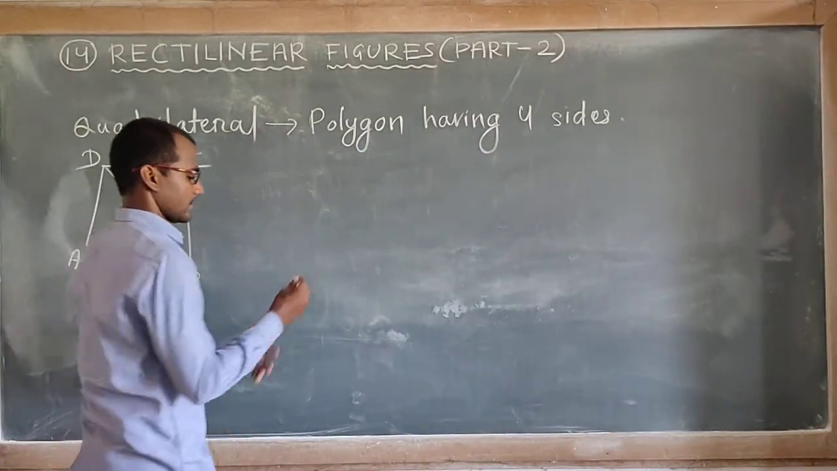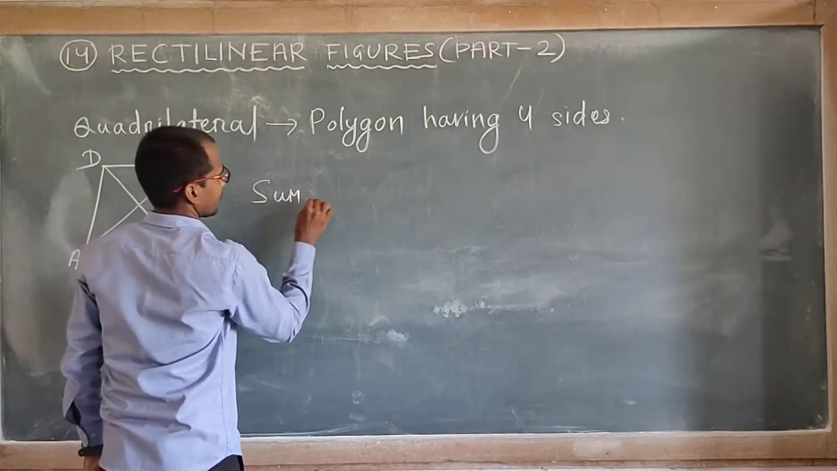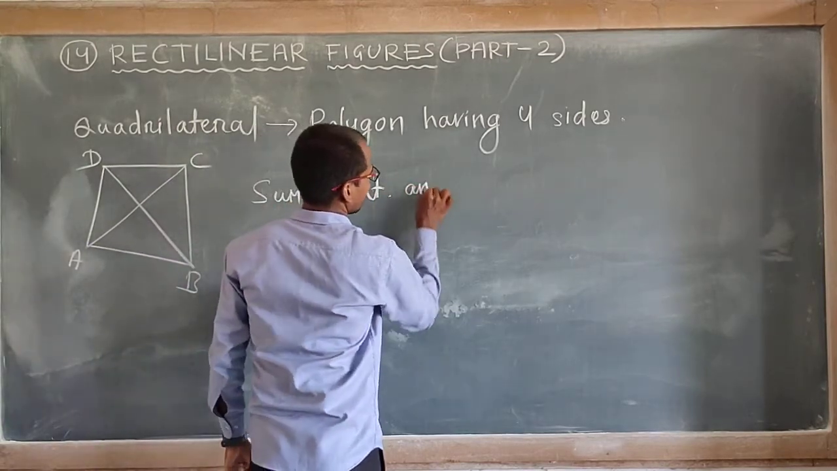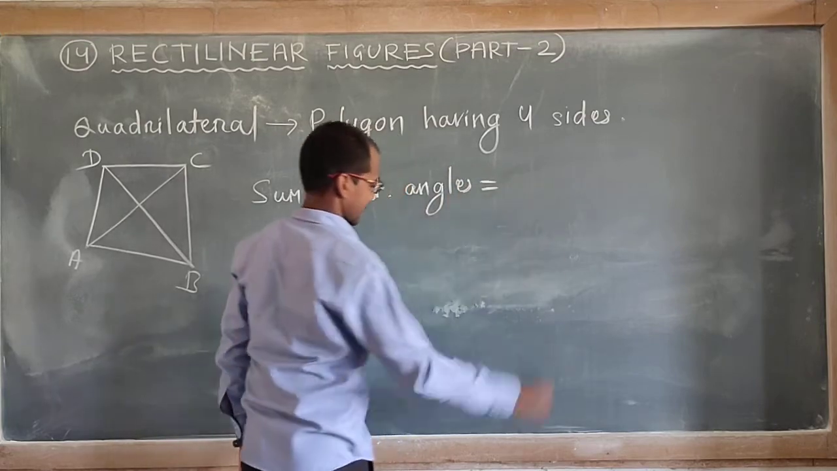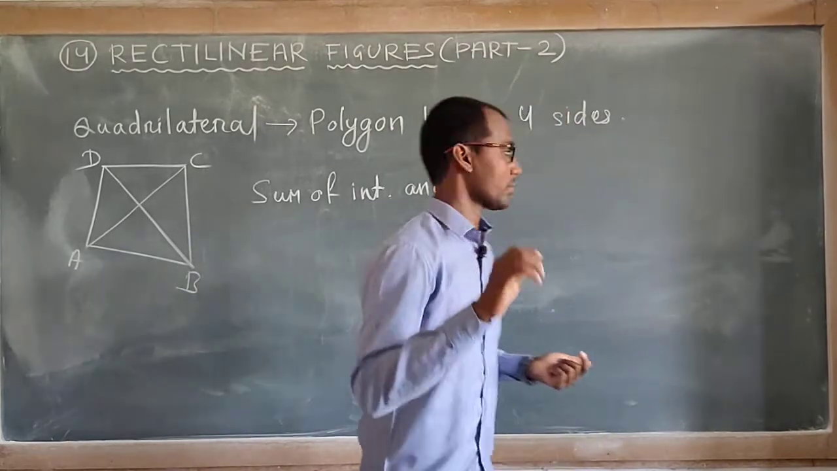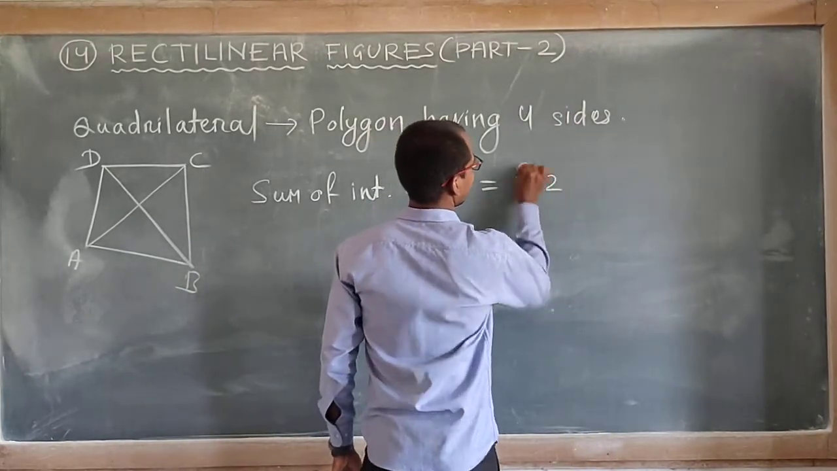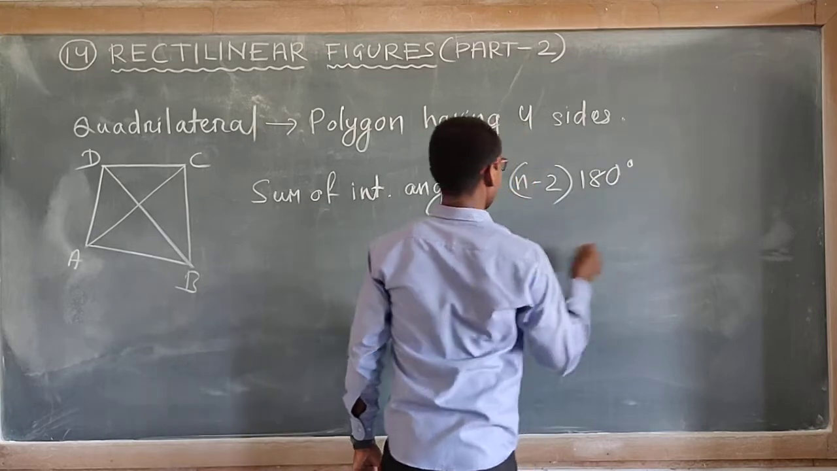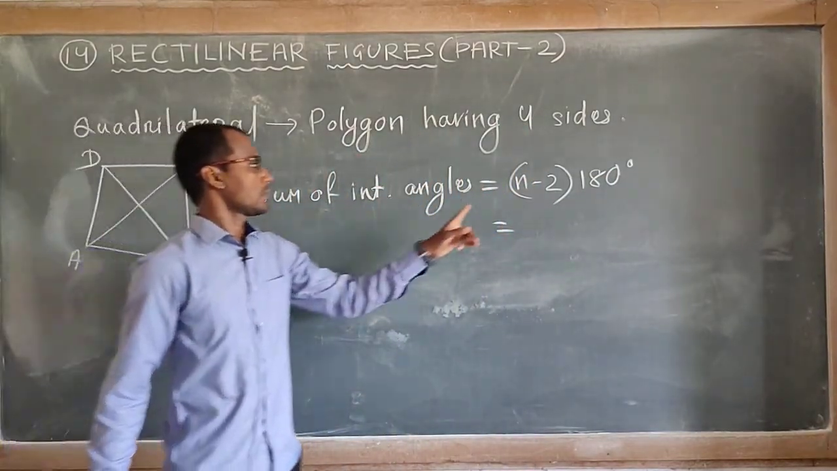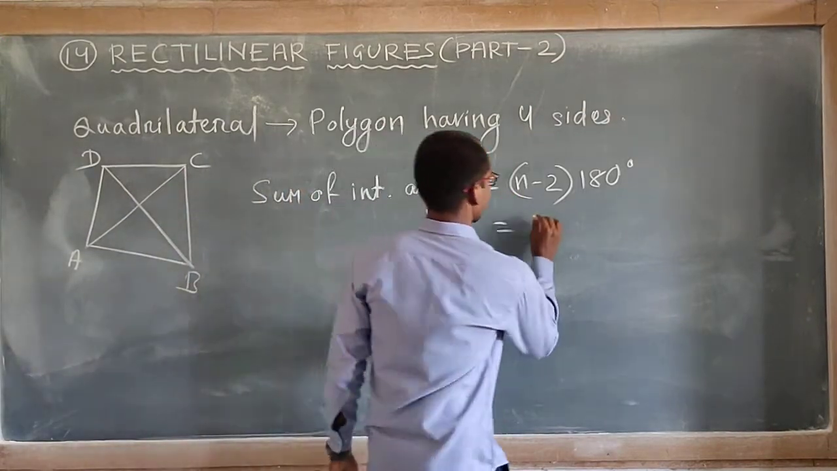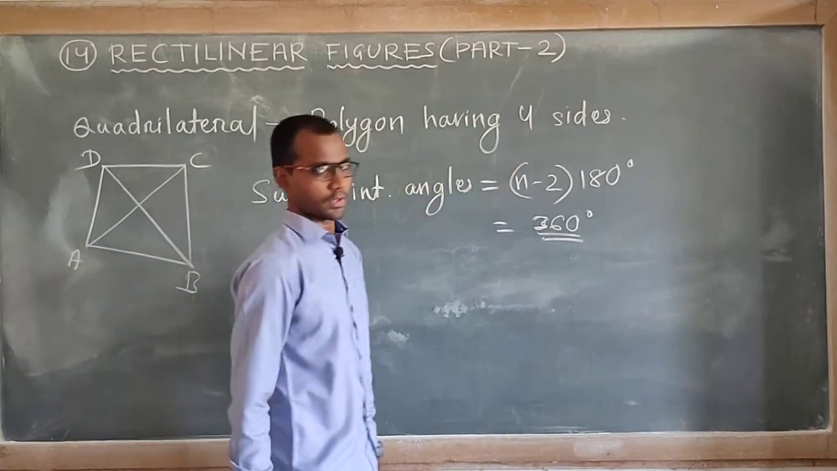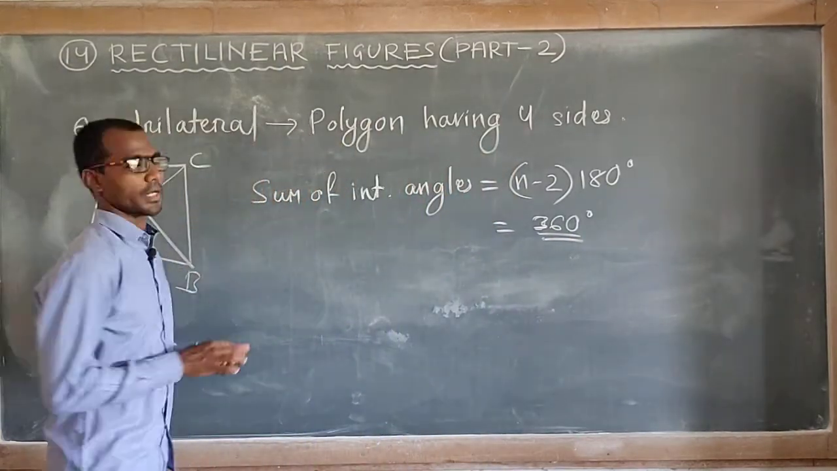Next, sum of interior angles. You can use the formula n minus 2 into 180 degrees, which I have given in part 1. N minus 2 into 180 degrees. What is n? N is 4, the number of sides is 4. 4 minus 2 is 2, 2 into 180 is 360 degrees. So these are the basics about a quadrilateral.